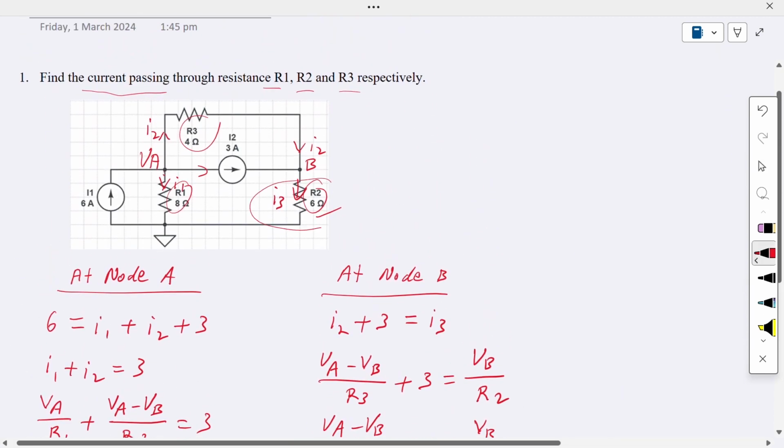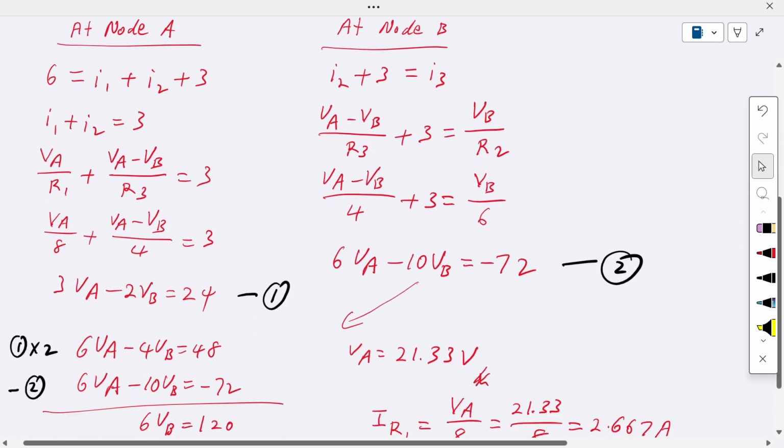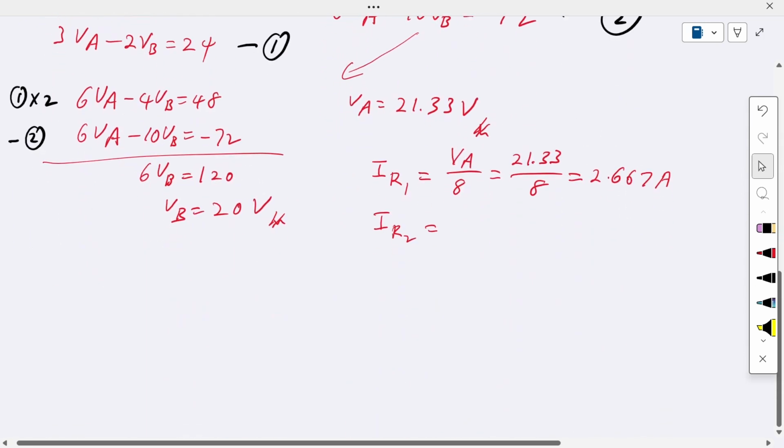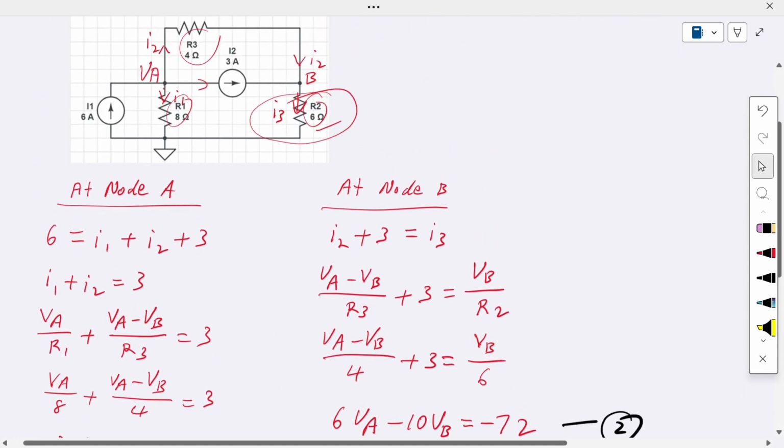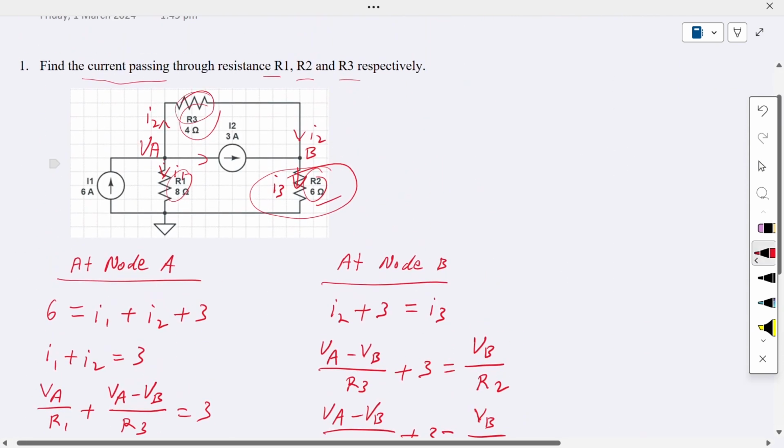Then you find the current through resistor R2, which is 6 ohm here. It is VB divided by 6 ohm. So in this case, we have VB is 20 volt divided by 6. Then we get 3.33 ampere.